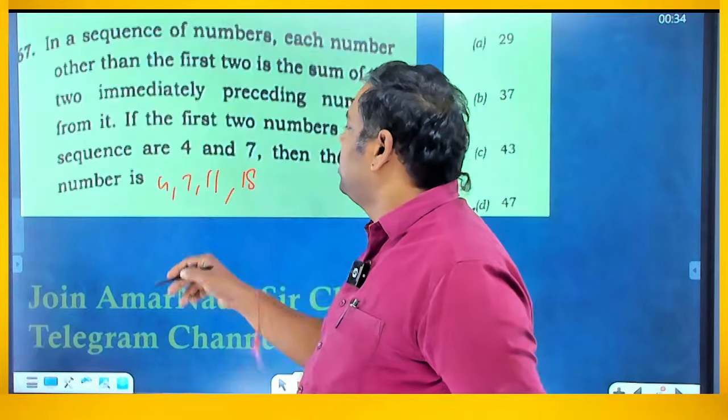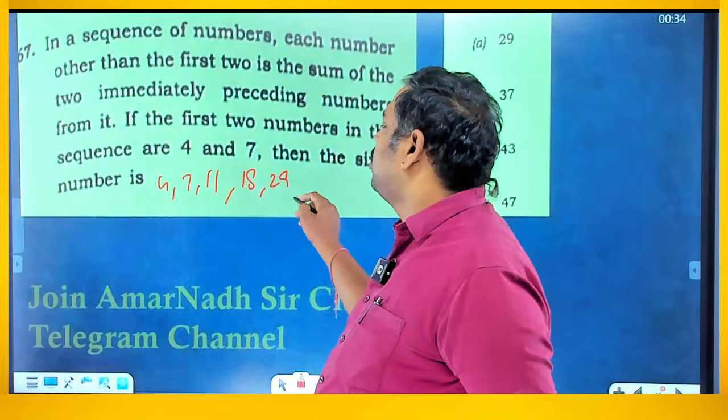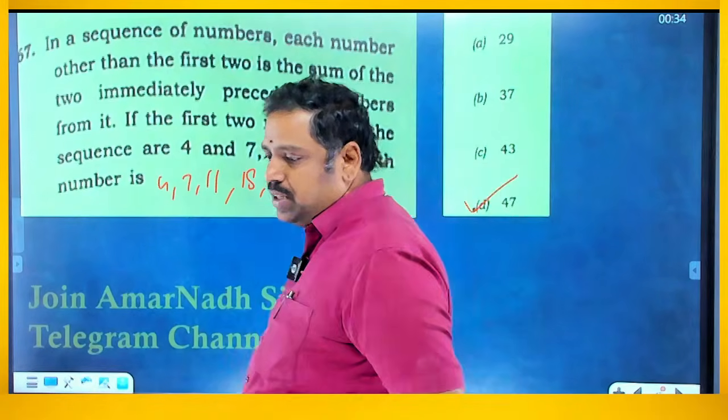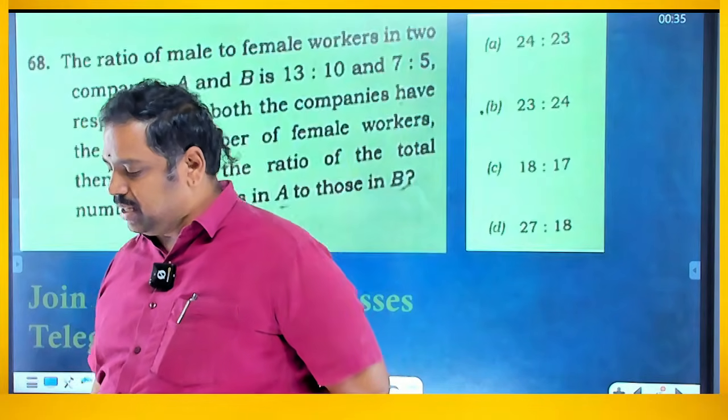Then the sixth number: sixth one means 2 more. 18 plus 11 is 29. 29 plus 18 is 47. What is the sixth number here? 47. Which option is the answer here? Fourth option is the answer. Understand? Let's see the next beautiful one.